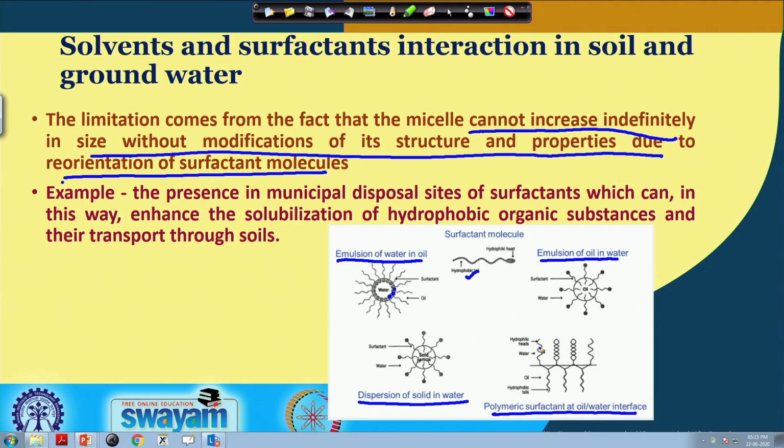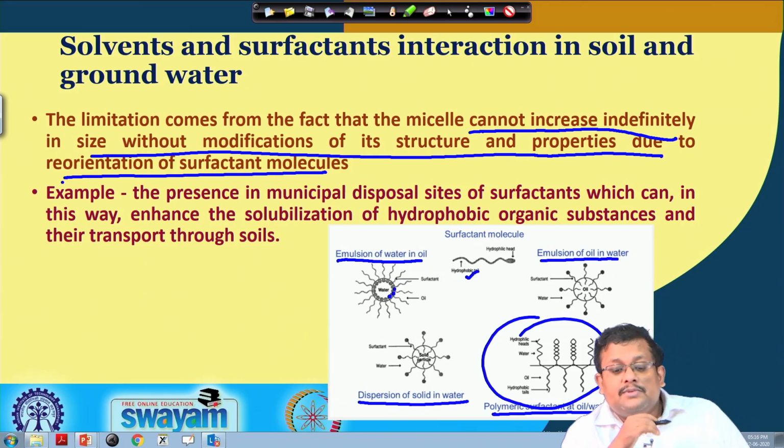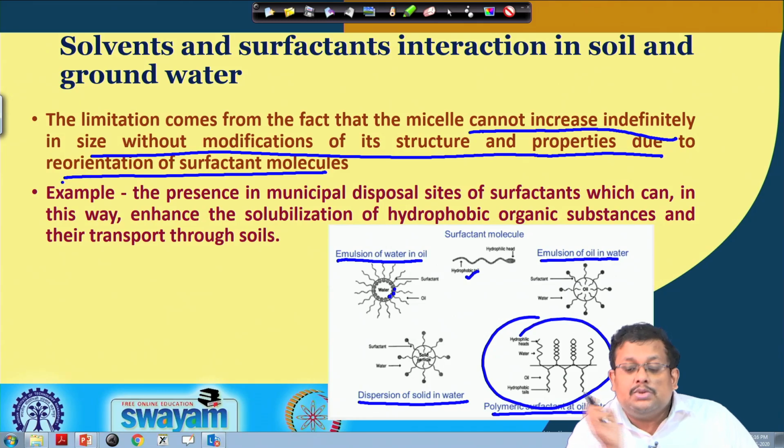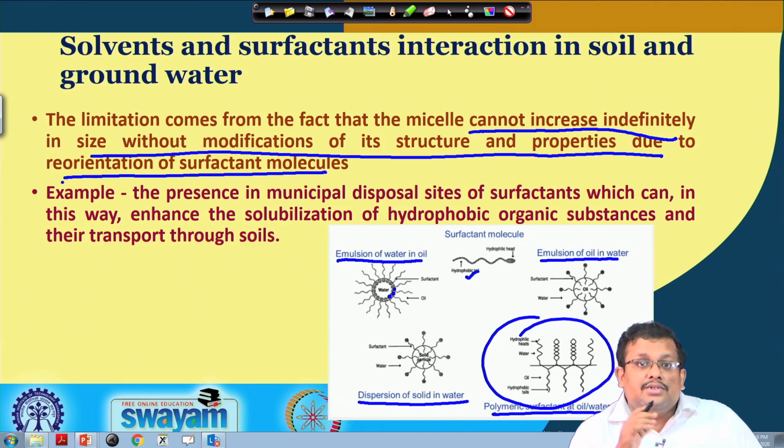If this is water and this is oil, it has a hydrophobic tail and a hydrophilic head. When they polymerize, they produce a polymeric surfactant at the oil-water interface, as you can see in this picture. Now, for example, the presence of surfactants at municipal disposal sites can in this way enhance the solubilization of hydrophobic organic substances and their transportation through the soils.